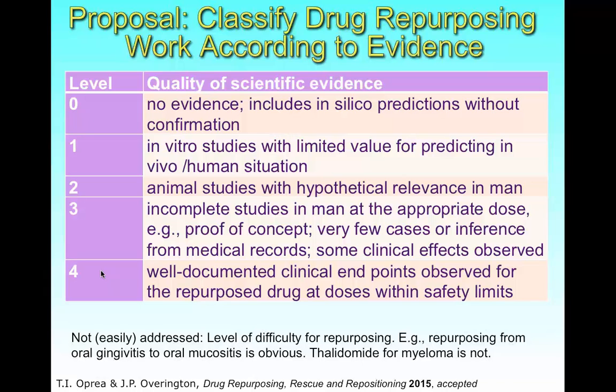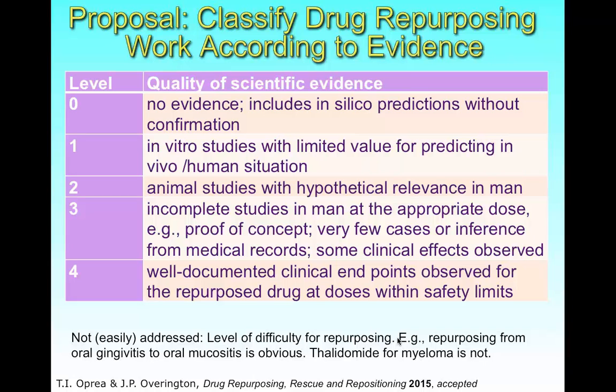What we also have difficulty addressing is how obvious it is to repurpose a drug. When somebody goes from oral gingivitis to oral mucositis, there is such a project. We call that trivial. When you take thalidomide and repurpose it for myeloma, whereas initially it was used 50 years ago for pregnant women who had difficulty with their pregnancy, that would be a very different repurposing project. So the difficulty level is quite high.